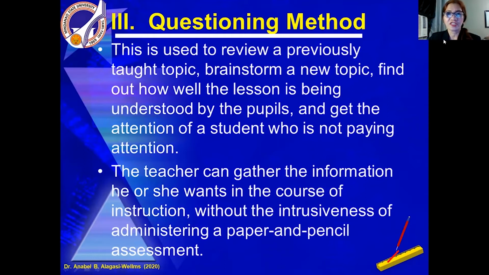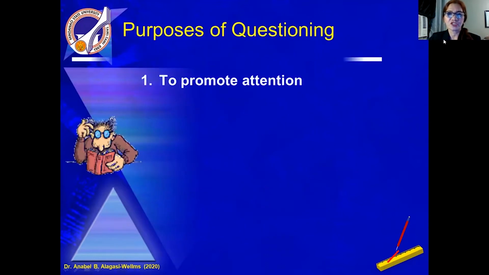You can use questioning method. What's the purpose of questioning? To promote attention. We always use questions when we motivate our students.